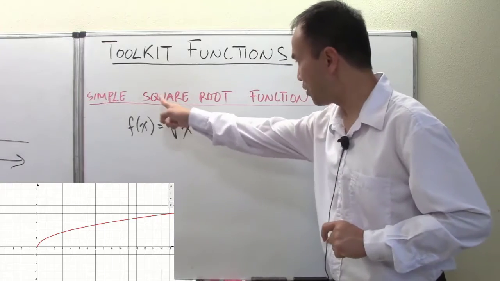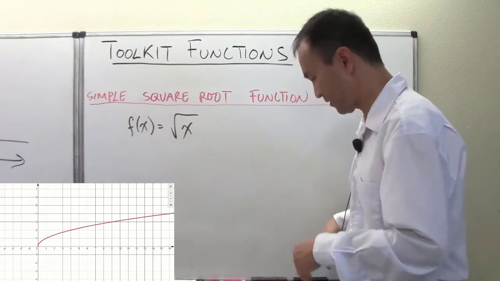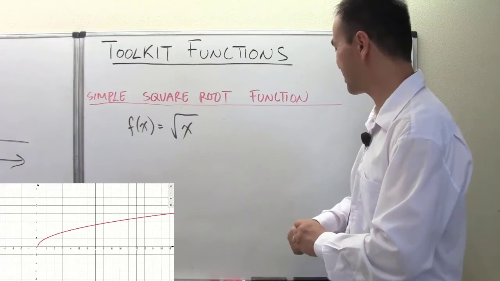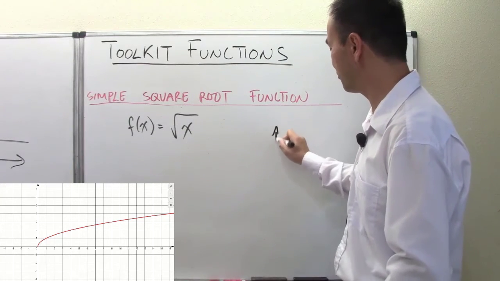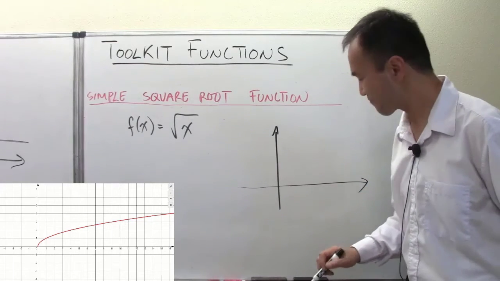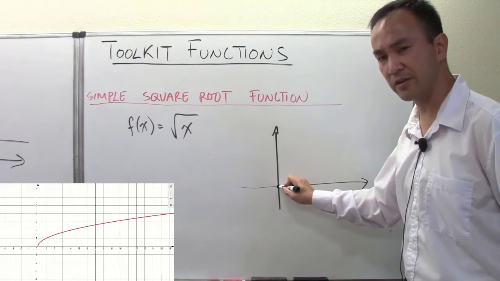Okay, so as a characteristic of the graph, anytime the name simple square root function is brought to your attention, this is what I'm seeing. This is what I recommend keeping in your imagination. It starts at 0, okay?